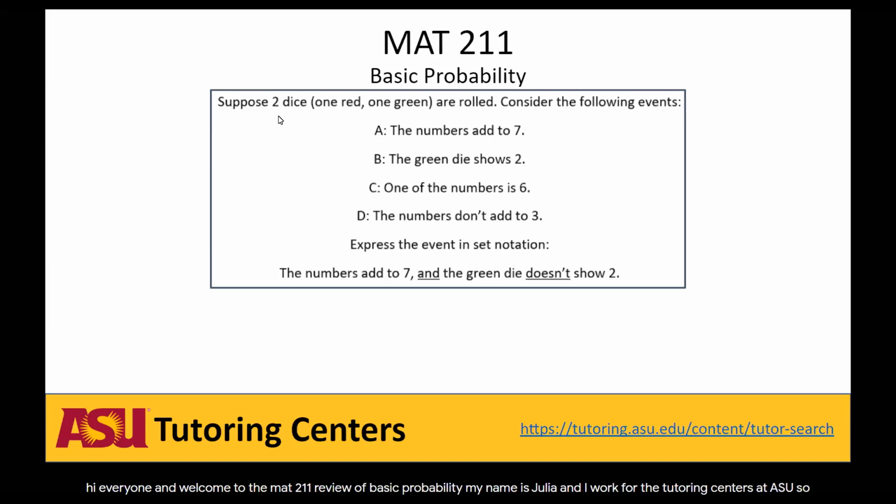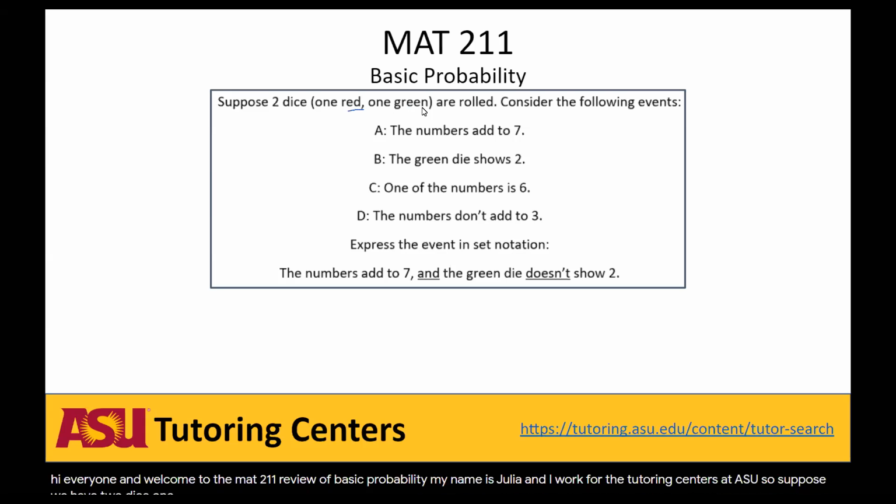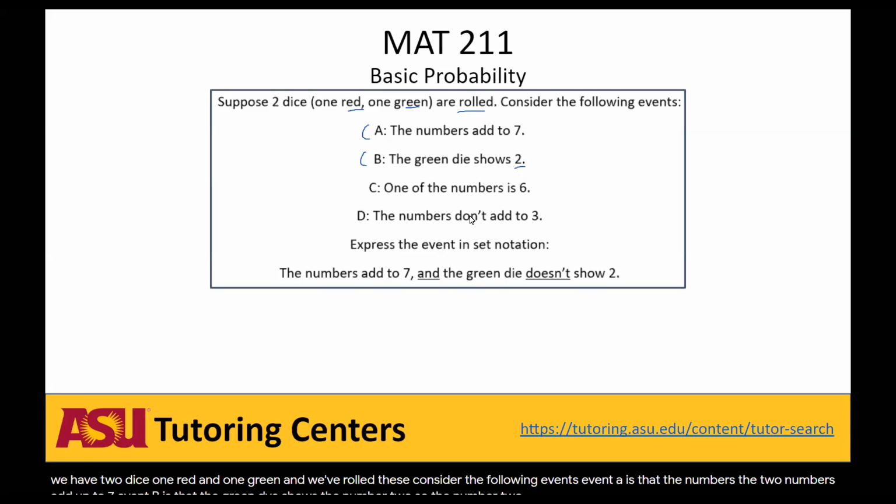So, suppose we have two dice, one red and one green, and we've rolled these. Consider the following events. Event A is that the two numbers add up to 7. Event B is that the green die shows the number 2, so the number 2 is on top. Event C is that one of the two numbers, either the number on the red or the green, is 6. And event D is that the numbers do not add to 3.